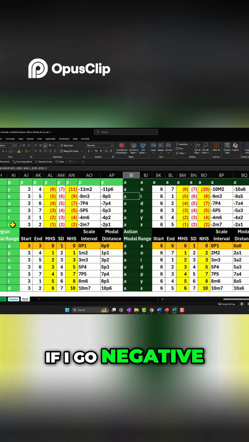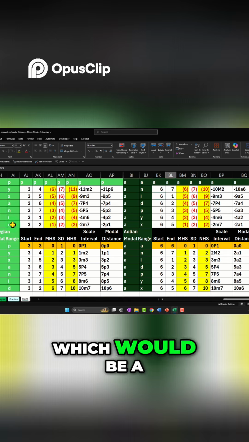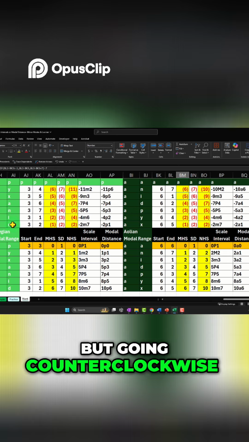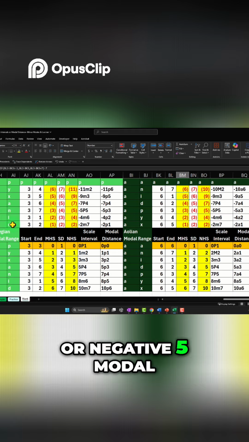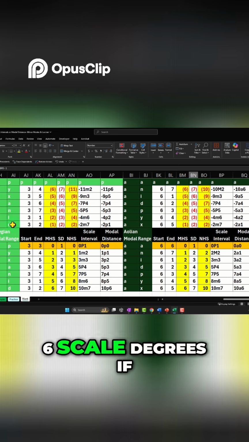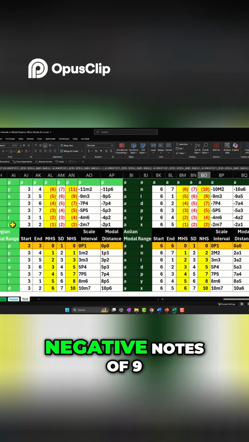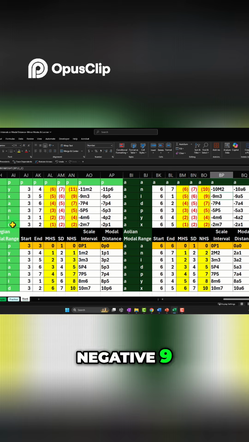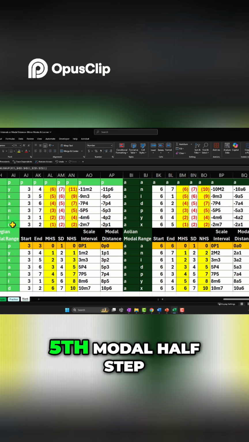If I go -5 continents counterclockwise, I'm going to land on the Ionian continent, which would be a 6-1 modal range, but going counterclockwise, -5 continents counterclockwise, or -5 modal half steps, which would be -6 scale degrees if we had those, which would be continents and oceans, or in other words, negative notes of 9, -9 minor third, which I'd rather call a -9 from the Aeolian node, -5th modal half step.